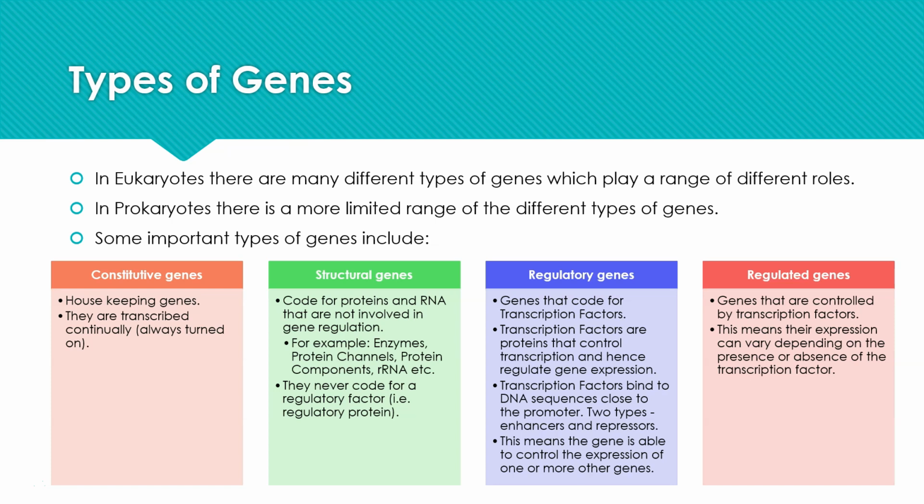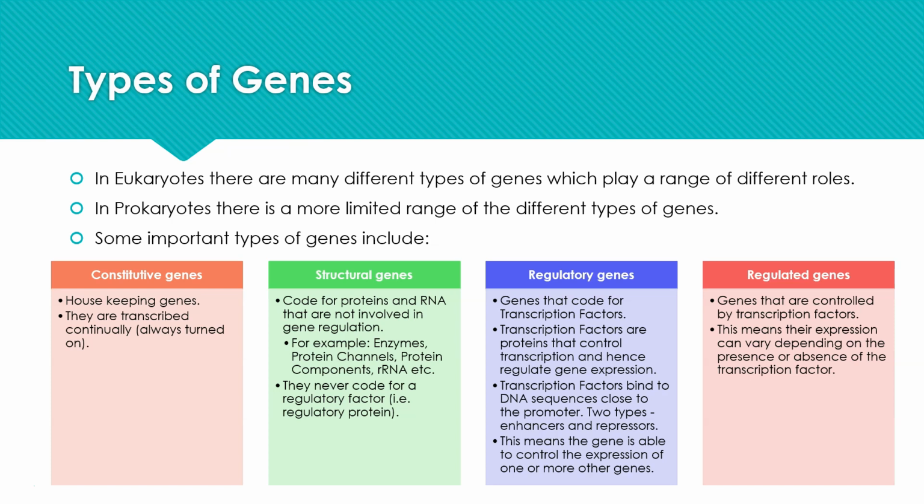The genes that they regulate and control are our last category there, regulated genes. These are ones controlled by the transcription factors regulatory genes make. What that means is your regulated genes can change how they're expressed, because their expression is dependent on how they are being regulated. So if there is a transcription factor present or if it's absent, that will have a different effect on how that gene is being expressed. So regulated genes are ones that can change how they are expressing themselves based on transcription factors.